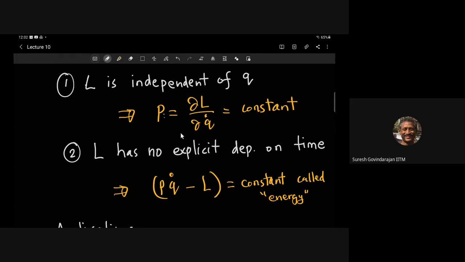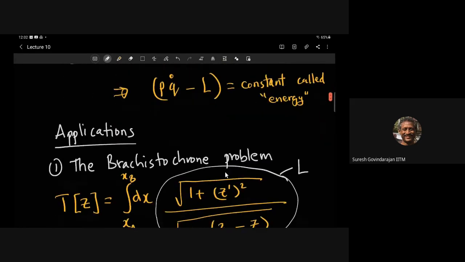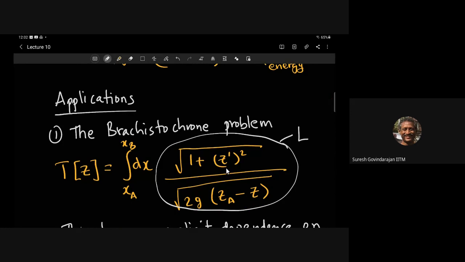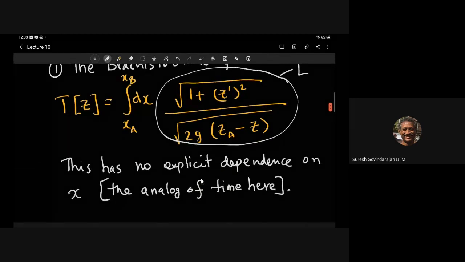Okay. So what we're going to do today is first look at some applications of these two ideas. Our first application is going back to the Brachistochrone problem. Here what we called Q becomes Z and time is X. If you make this identification, you can see that it maps onto a problem of a functional which depends on Z and Z prime, which I have written in brackets as L. But the key point here is that there is no explicit dependence on X, which is the analog of time.